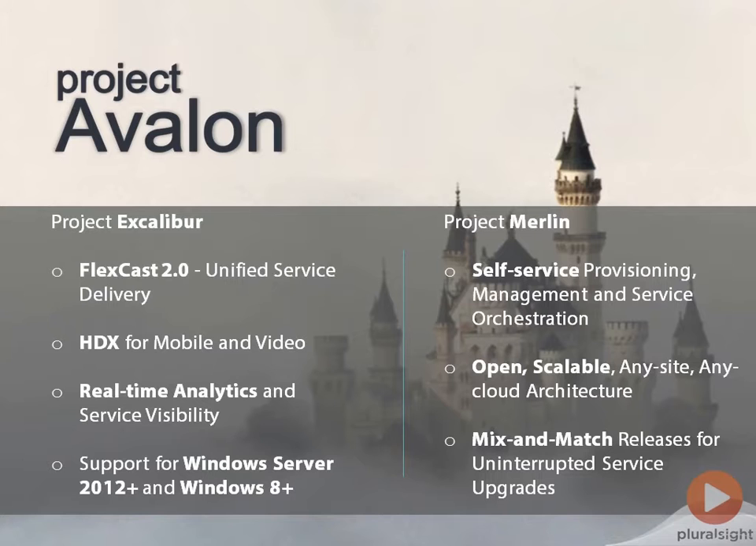So Project Avalon is divided into two sub-projects. There's Project Excalibur and then there's Project Merlin. Project Excalibur is, in simple terms, the unification of XenApp and XenDesktop and the introduction of certain enhancements to HDX, and HDX is the high definition experience. Again, this is the plugins, the enhancements, the ICA that make it a high definition experience.